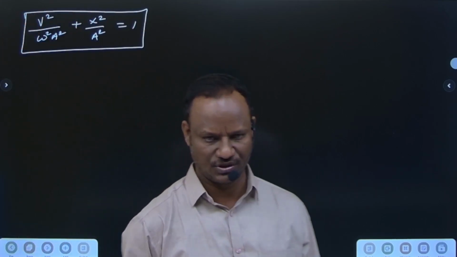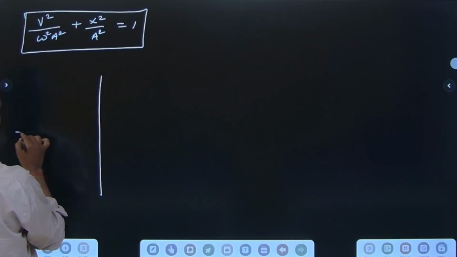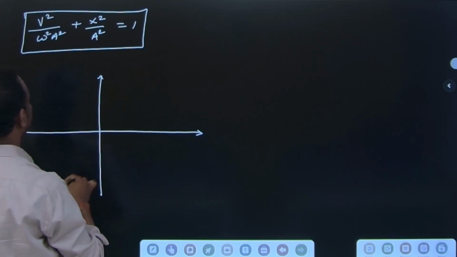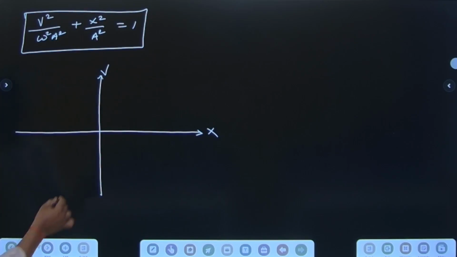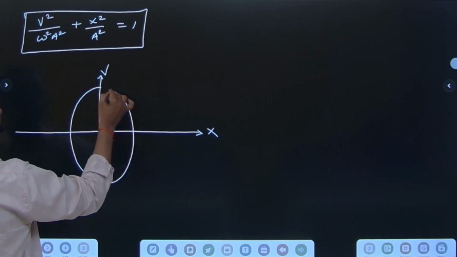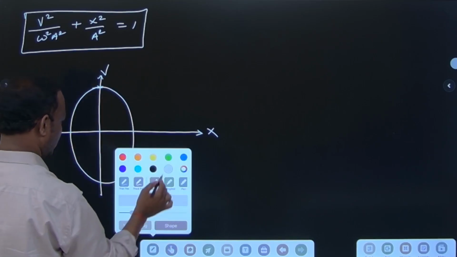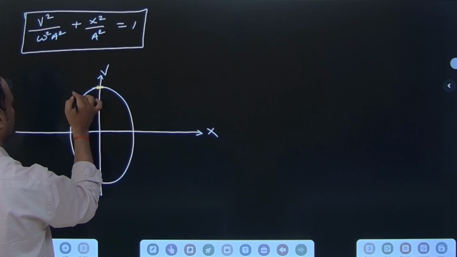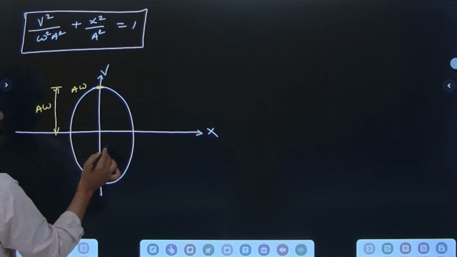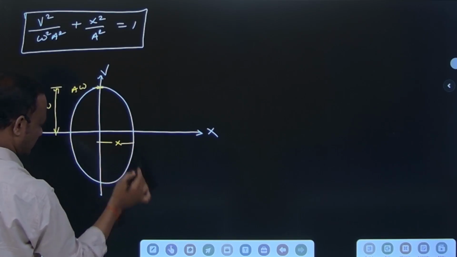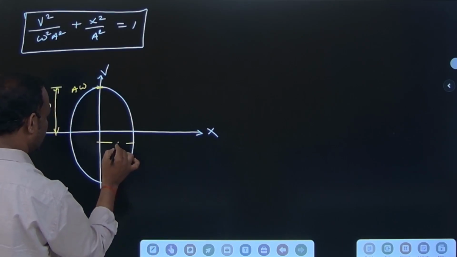Velocity versus position. Now I take it as a graph. This is velocity, and this is position. The graph should be like this. This is the maximum value, A omega. The length from the origin to here is A omega. This length is x, which is A only. So along the x-axis, the distance here is A.